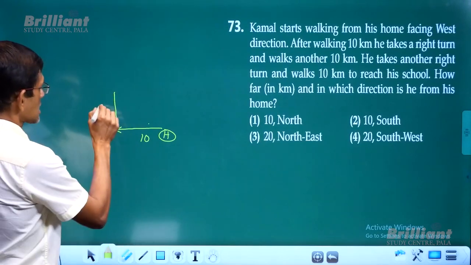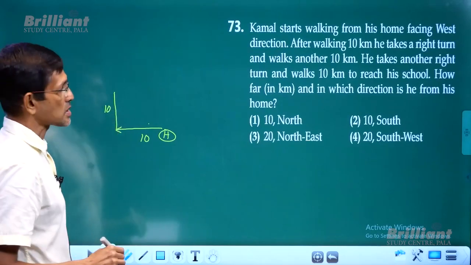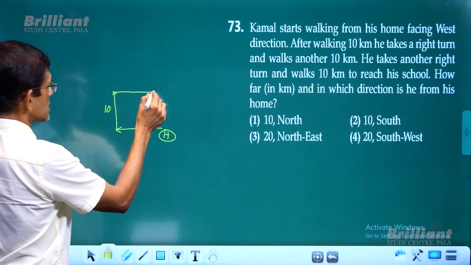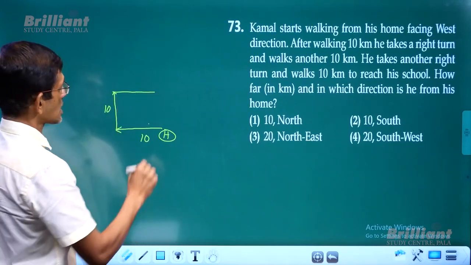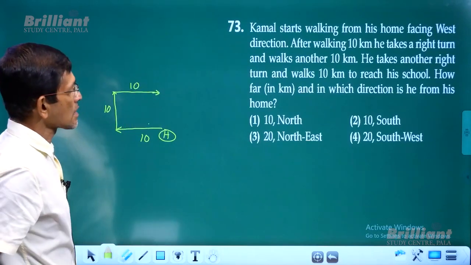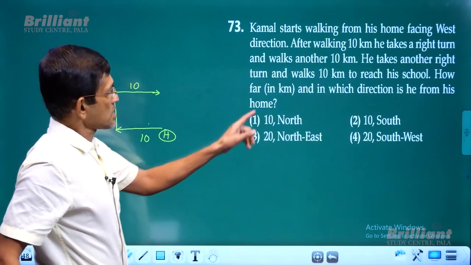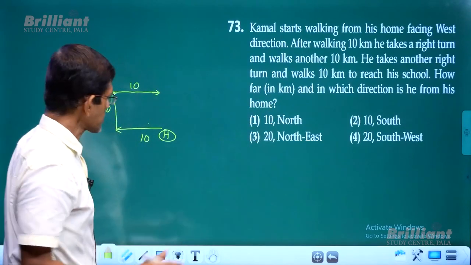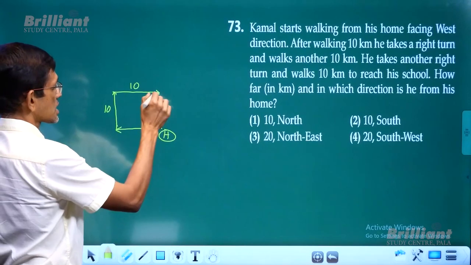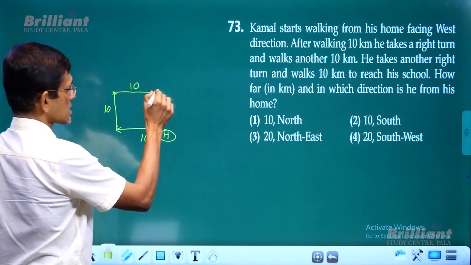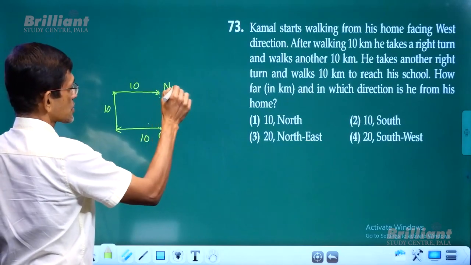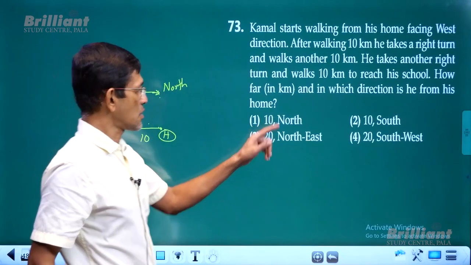And walks another 10 kilometers. Then he takes another right turn. From here, he takes another right turn, that means towards east, and walks another 10 kilometers. So now he reached this point. How far in kilometers and in which direction is he from his home? So this is his home. He is right here. The distance, this is 10, and this is 10 as well. So where is he now? From the point of view of his house, he is at north. So 10 kilometers north. That's the answer.